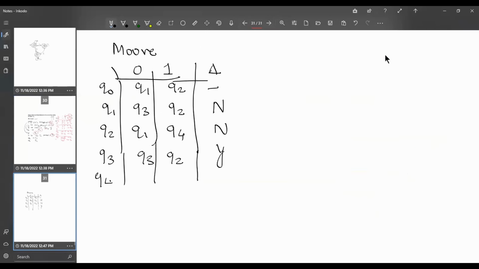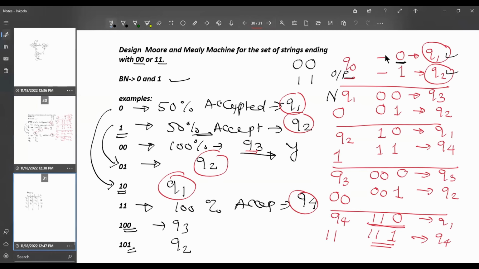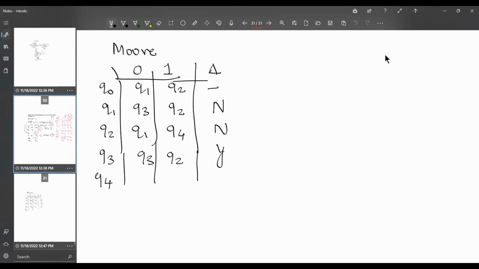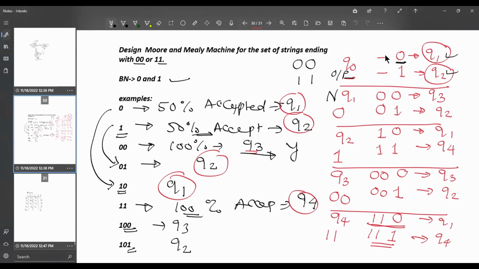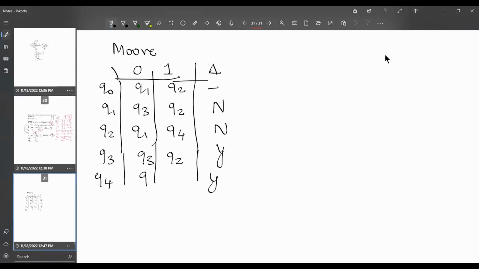Now the next state that we have to consider is Q4. What is the output of Q4? It is ending with double one, so the output will be yes. And on 0, where is it going? On 0, it is going to Q1, and on 1, it is going to Q4.